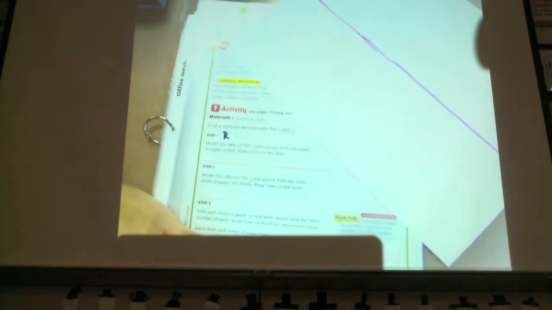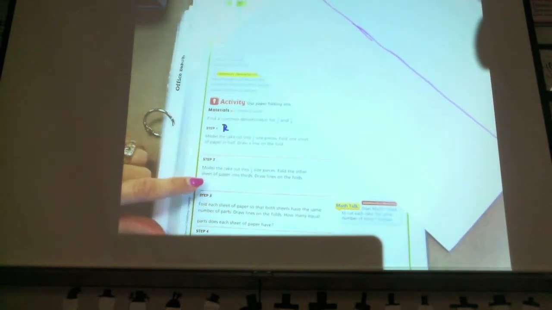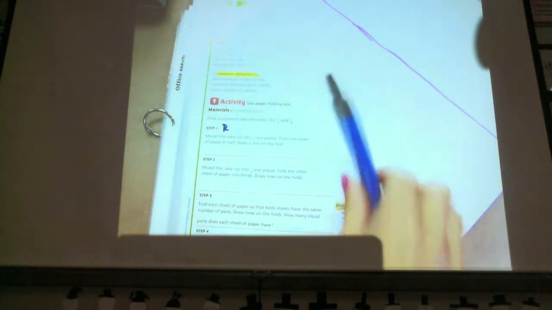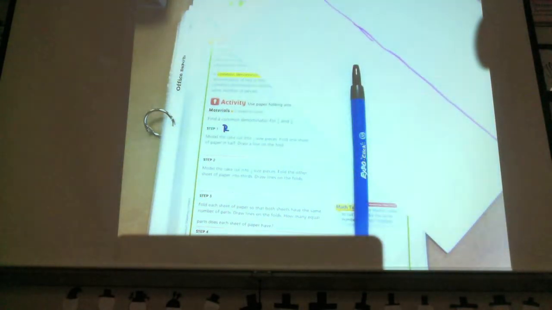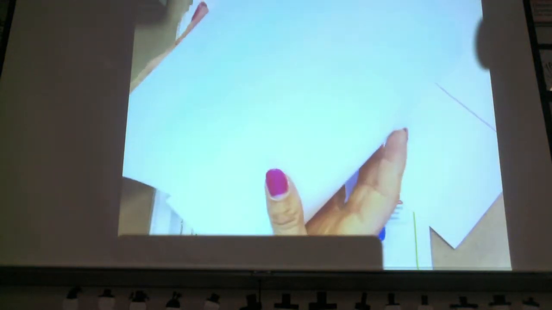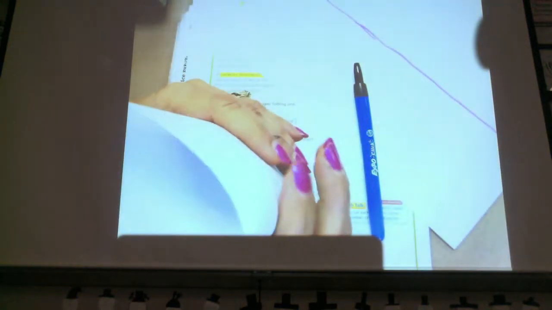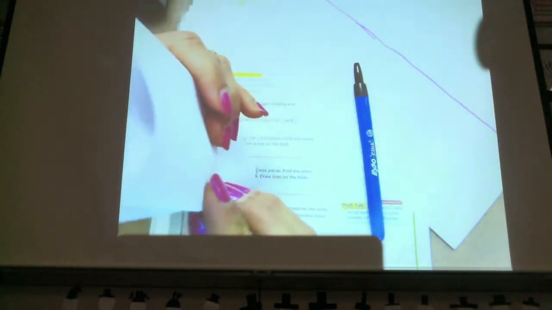Step 2. Model the cake cut into 1/3 size pieces by folding the other sheet, don't fold yet, by folding the other sheet into thirds. And then what are we going to do on the folds? Draw a line. So this is how you fold a paper into thirds. We're doing it this way. You kind of fold one side in and then the other side and kind of mess with it till they're about equal.